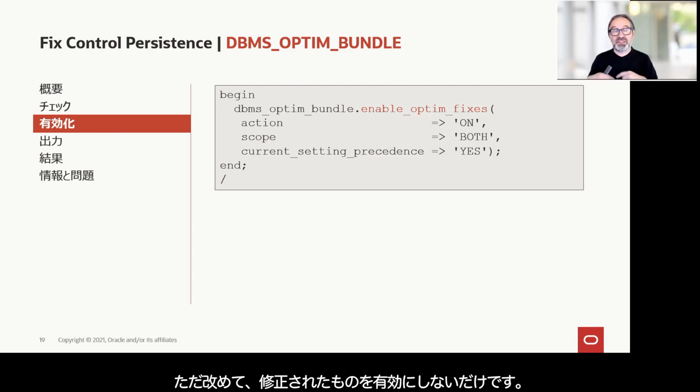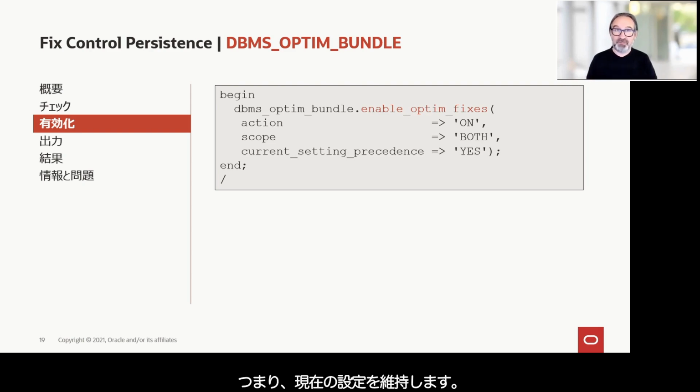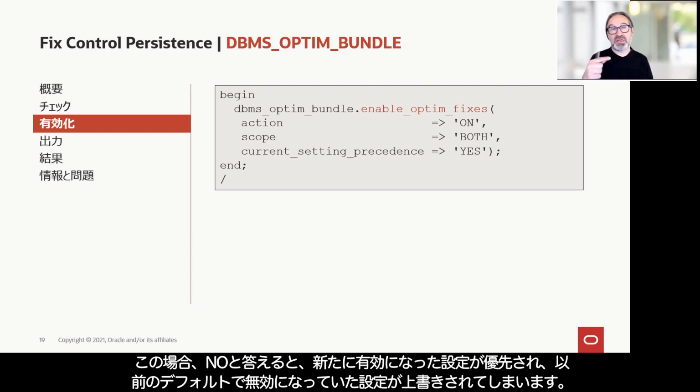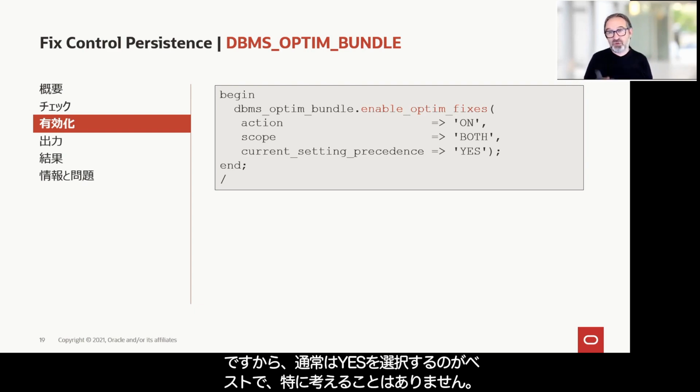And by default, yes means your setting takes priority. So we don't create a conflict. We just don't enable that fix again. So we leave your current setting. If you would say no in this case, then you would give the new enabling priority, and you would override the disabled-by-default setting from before. So typically you do best with the yes, and there's not much you should think about that.